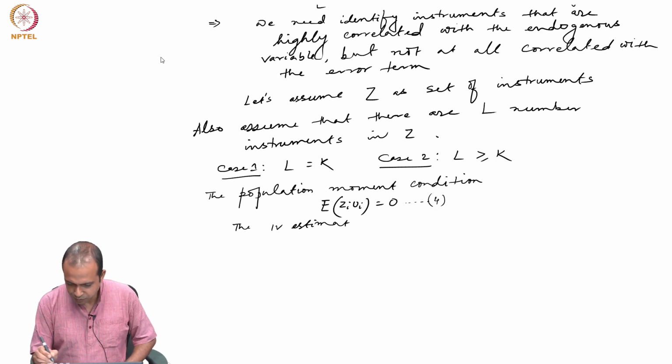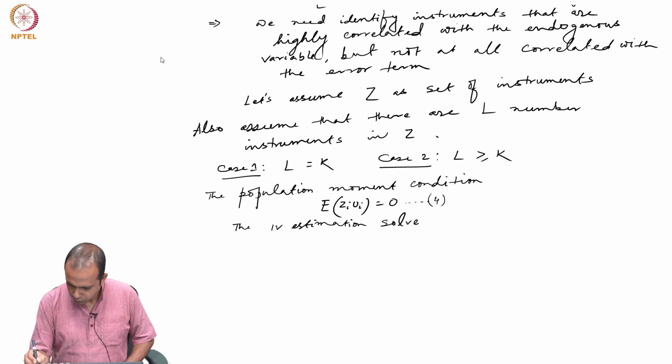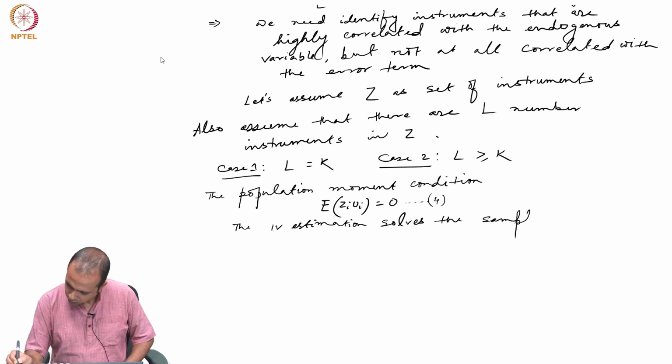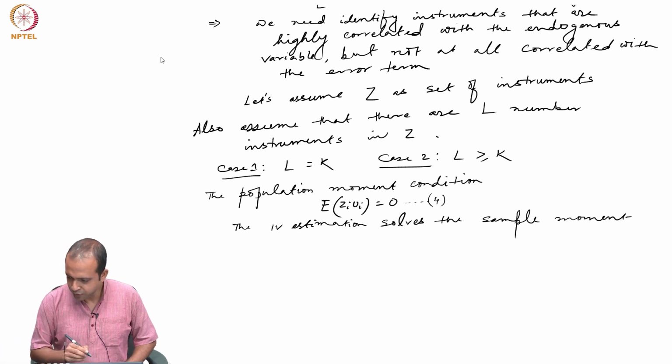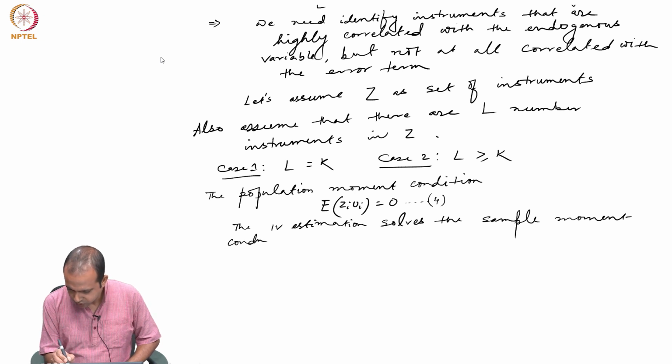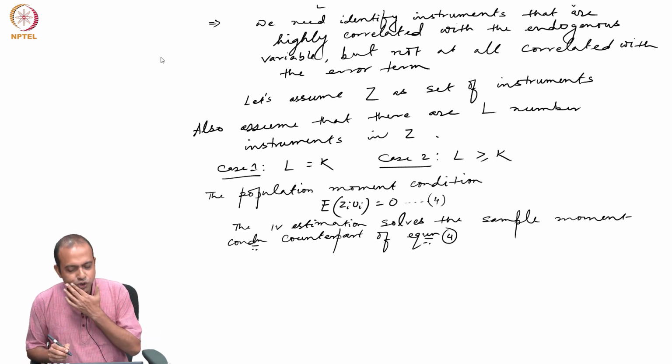So the IV estimation solves the sample moment condition counterpart of equation 4, which is basically the population moment condition.